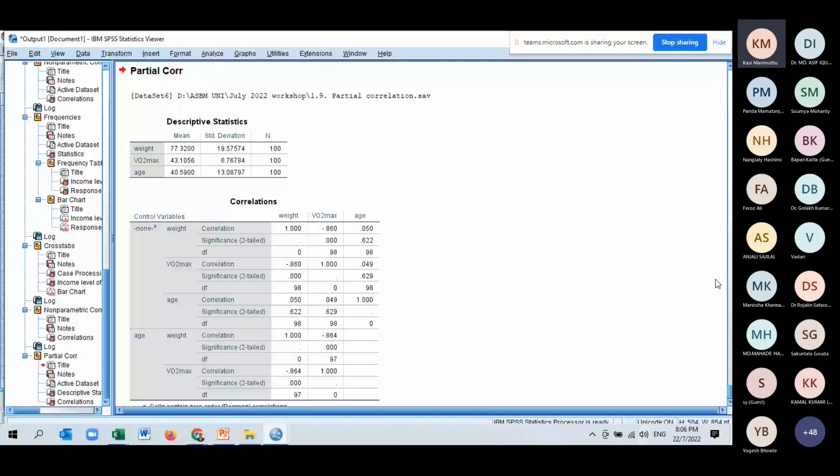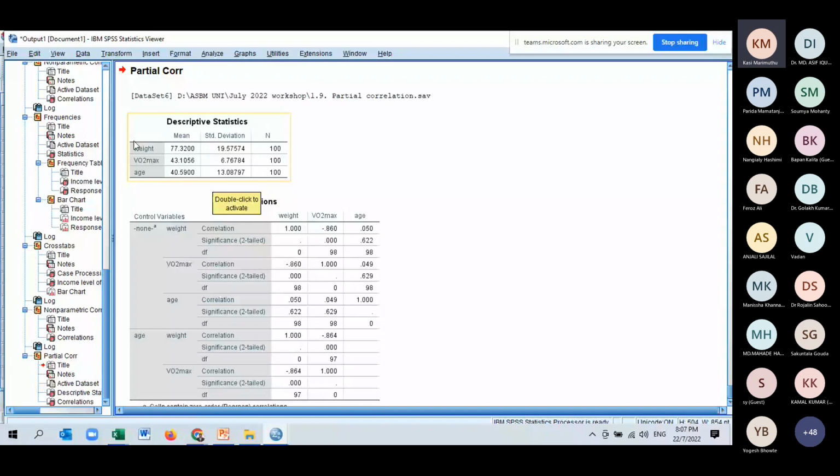So this is the descriptive statistics. The average weight of the 100 people is 77 kg, plus or minus 19 kg. The average age is 40 years, plus or minus 13 years. The VO2 max average is 43.10, with a standard deviation of 6.7. So this is for you to elaborate your descriptive statistics in your results section.